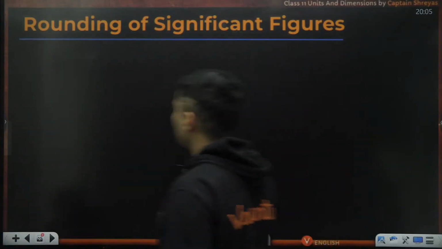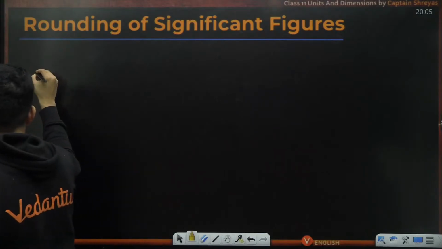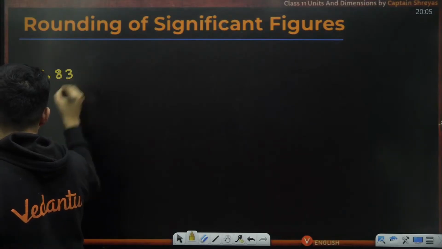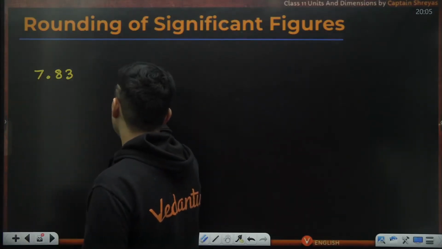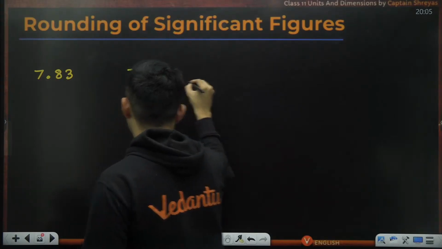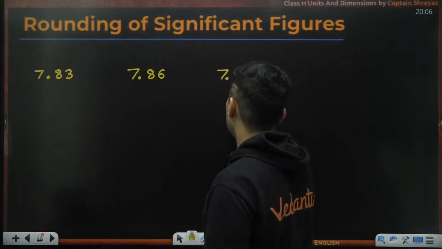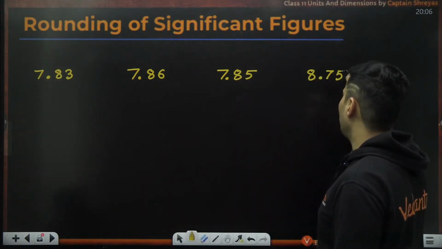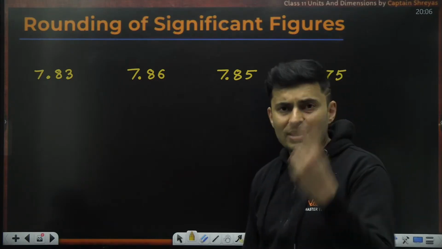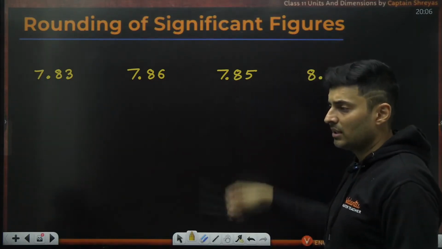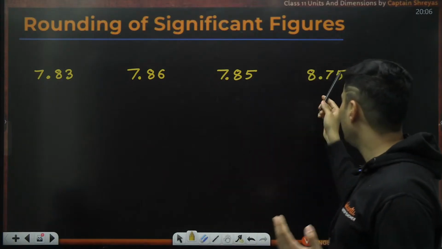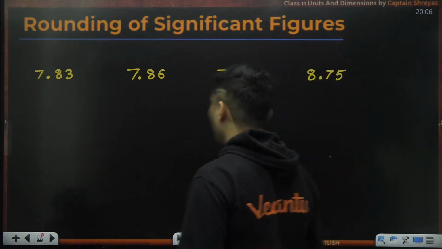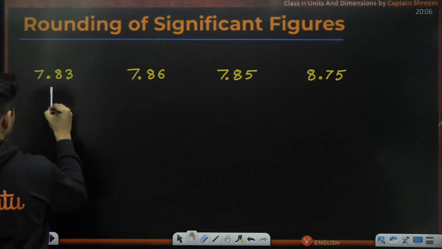Well, see this. Say for example, I have numbers like 7.83. Then I have 7.86. Then I have 7.85. And then I have 8.75. There are two places after the decimal. You can say 83, 86, 85, 75. These are two decimal places. I want to round it off to a single decimal place.